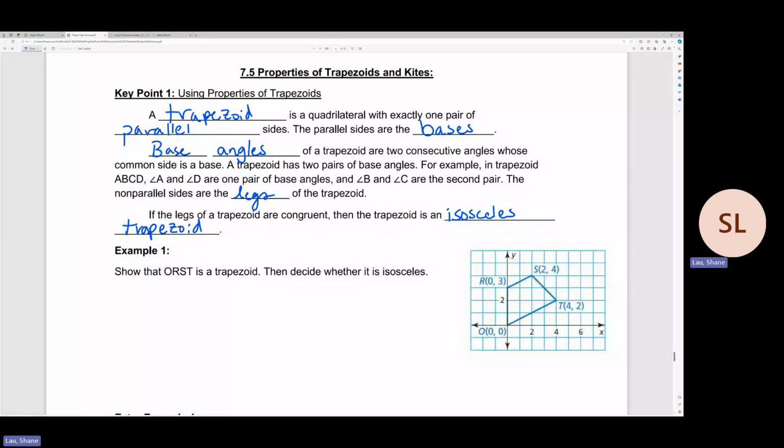Alrighty, class. So today's lesson was on 7.5 properties of trapezoids and kites. As the name would imply, we were going to be talking about those two different shapes. And if you haven't gotten the notes down, here are all the blanks. So trapezoid, parallel, bases, base angles, legs, isosceles trapezoid in that order. Okay, so you can take some time and just put that down.